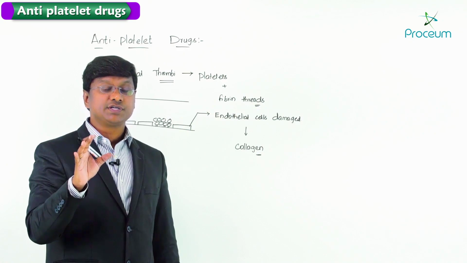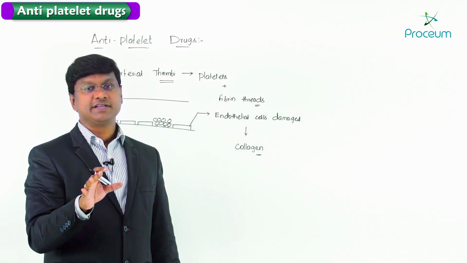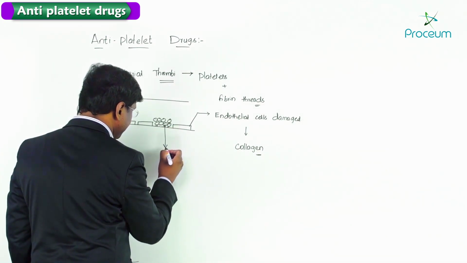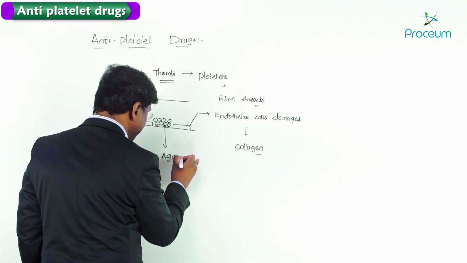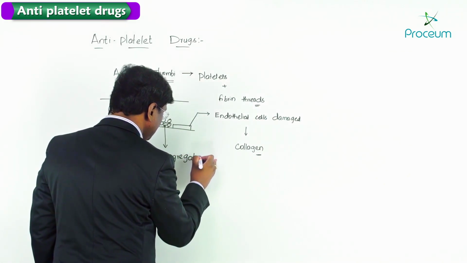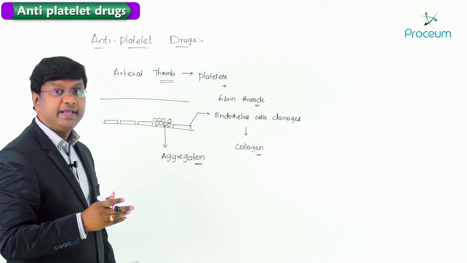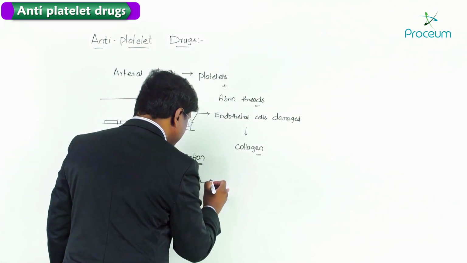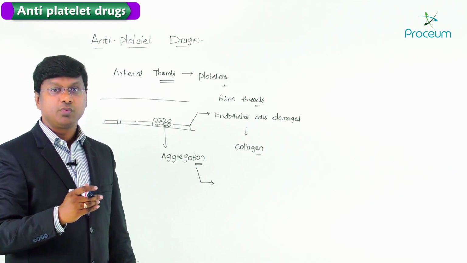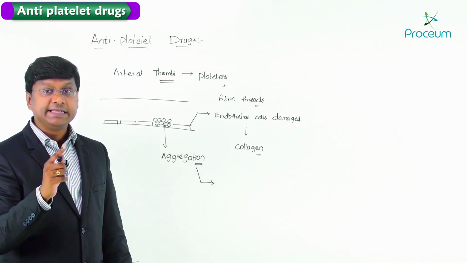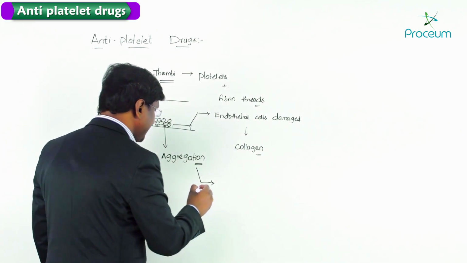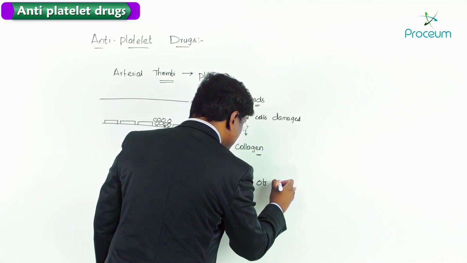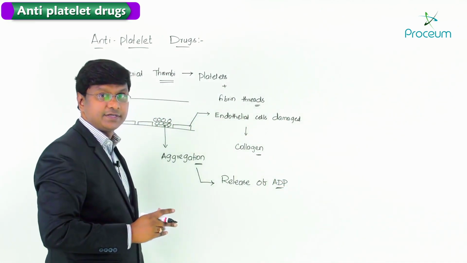So, platelets first stick to the damaged blood vessel wall and further there will be aggregation. Once this aggregation occurs, this leads to the release of ADP, adenosine diphosphate.